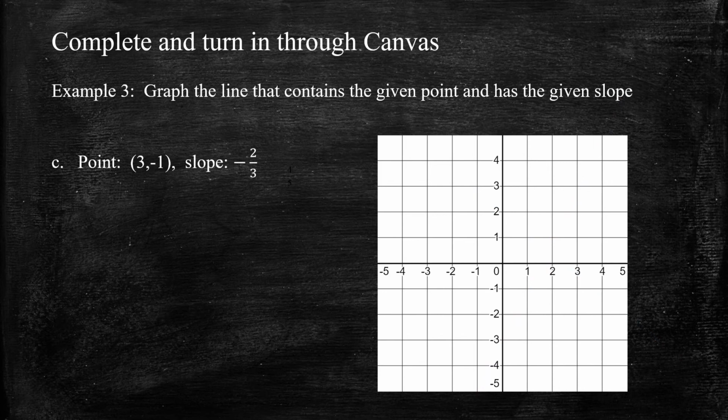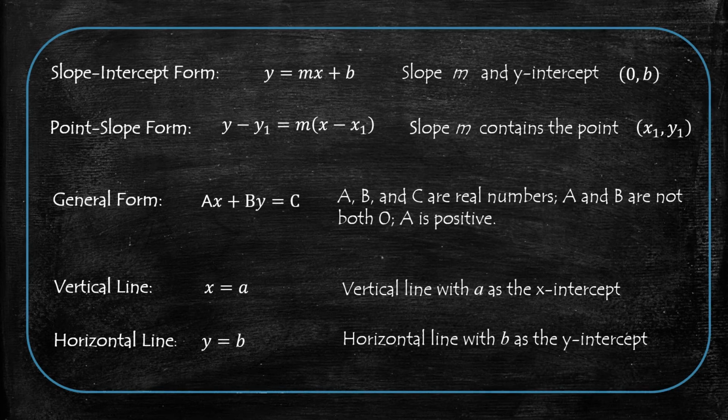All right, example 3, part C, you guys will do this one and turn it in through Canvas. So graph the line through the point 3, -1 with a slope of -2/3. Okay, and then this slide is just to help you.